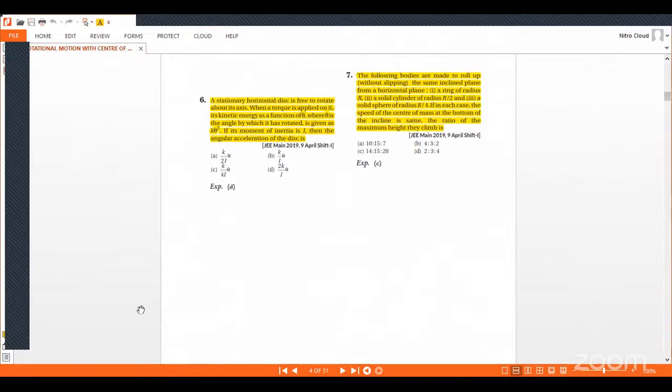The following bodies are made to roll up without slipping the same inclined plane from a horizontal plane: ring of radius r, solid cylinder of radius r by 2, and solid sphere of radius r by 4. In each case, velocity of center of mass at the bottom of inclined plane is same. Okay. Suppose VCM equal to V only.